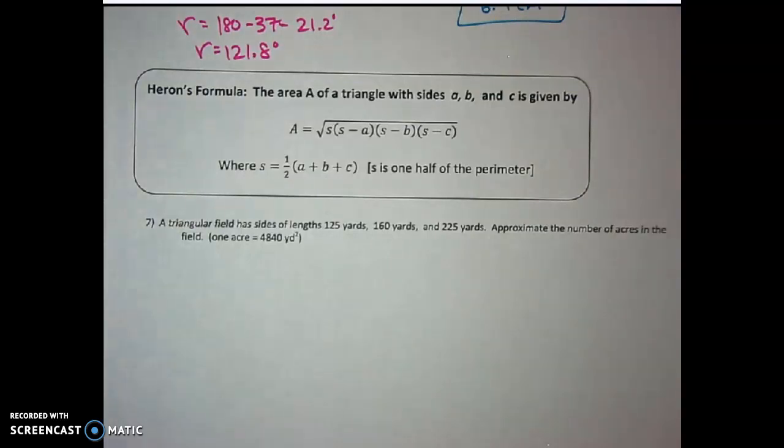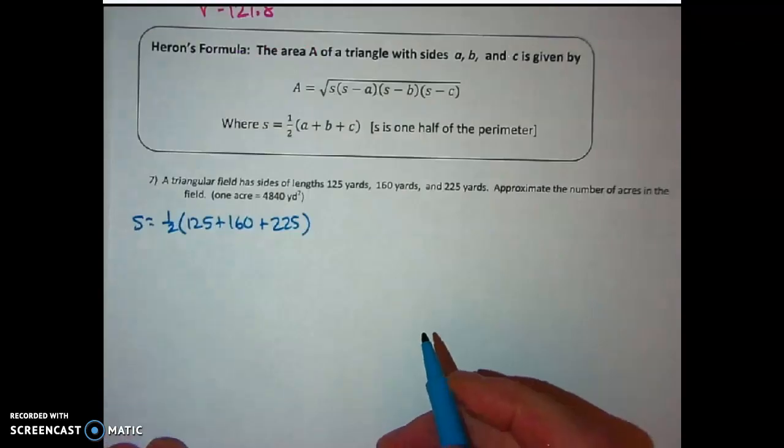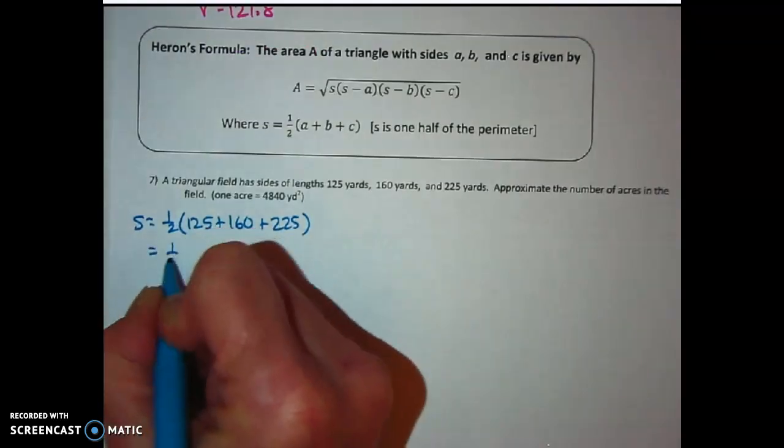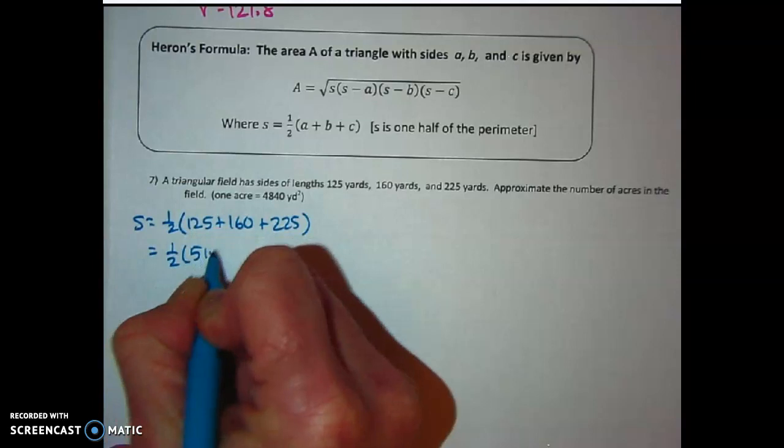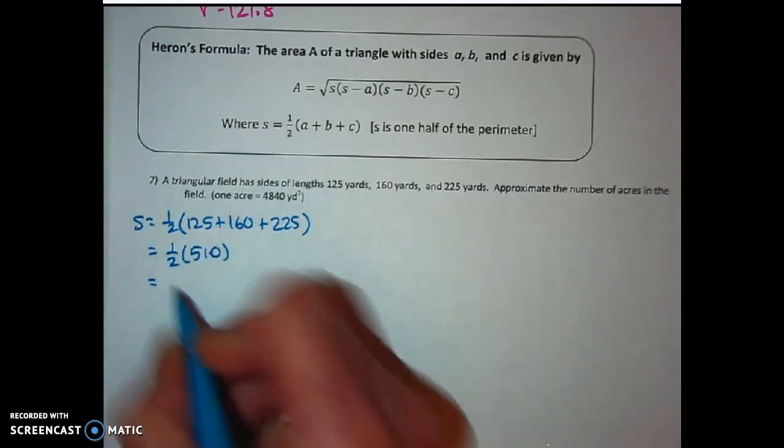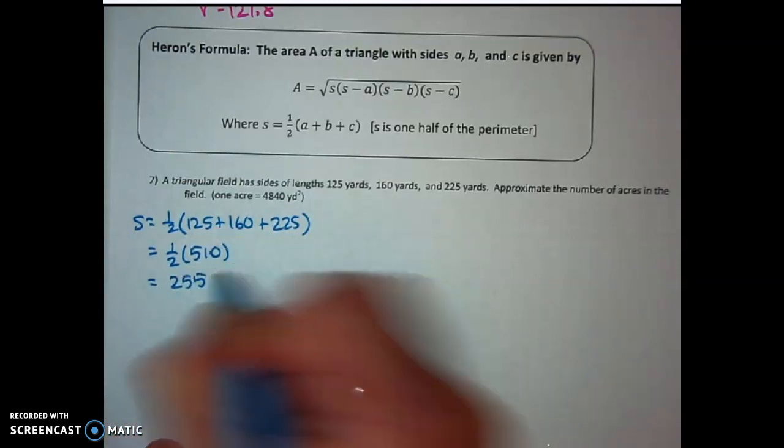The one thing about this formula is we have this s, and s is 1/2 of the perimeter. So add up all the sides and divide it by 2, and you'll have your s. So let's go ahead and do this first problem. The first thing you're going to need to do is find your s. So please pause the video and do so. 1/2 of the sum of all the sides is going to be 1/2 of 510. So my s is going to be 255.